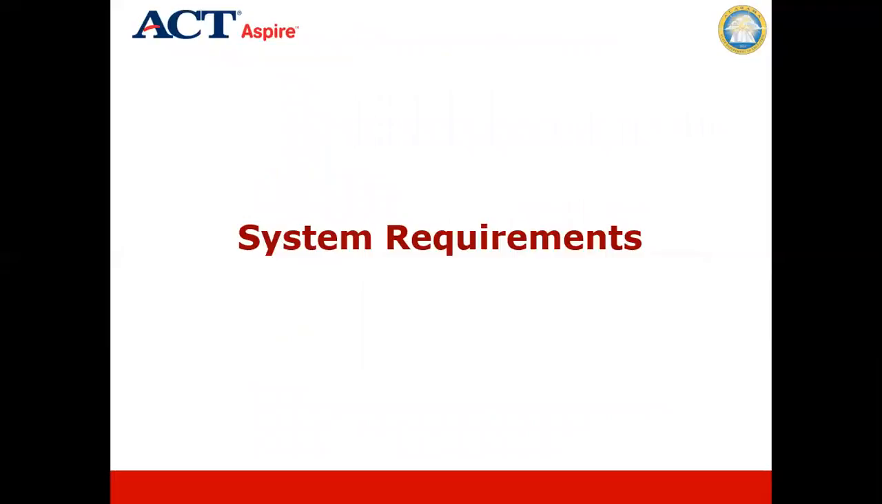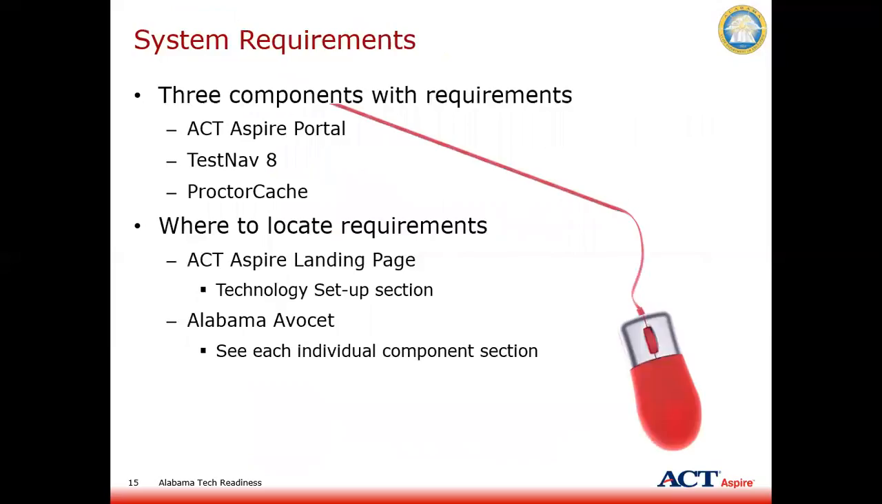Okay, so now let's have a look at where you can find system requirement information and be aware of which ones have system requirement information. There are three components, and that's the ACT Aspire portal, TestNav 8, and Proctor Cache that have system requirements. System Check, of course, is browser-based, so it doesn't have its own system requirements. But you always want to make sure that you are meeting the minimum system requirements for each of these components.